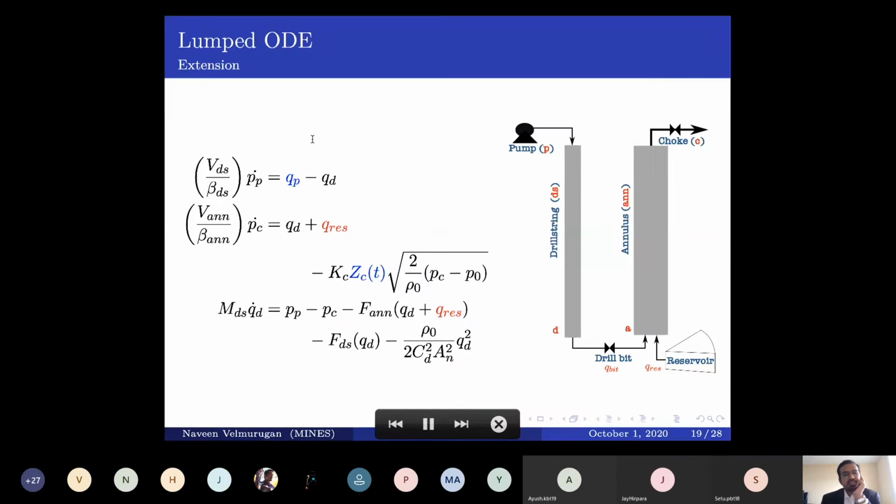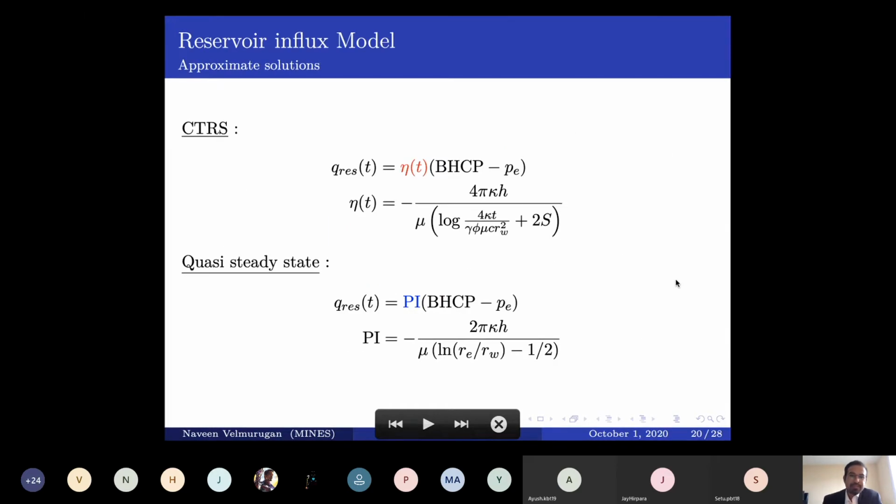I'm just showing you again the ODE model that we derived. Now you have an understanding of the model for the wellbore. That is the fluid dynamics that occurs inside the wellbore, drill string and annulus. But we also need to consider an important dynamics from the reservoir. That's coming in from QRS, right? So there are multiple ways to include that particular dynamics.